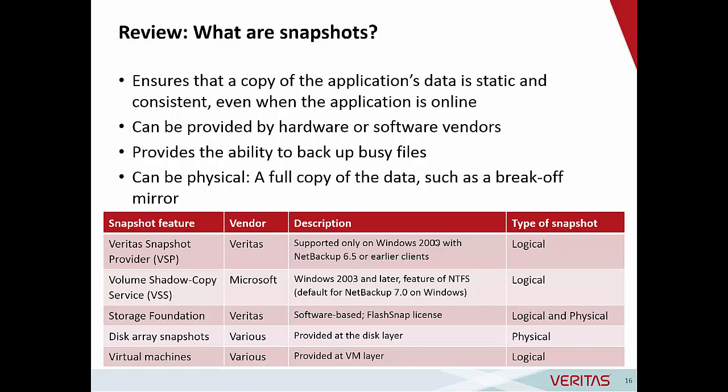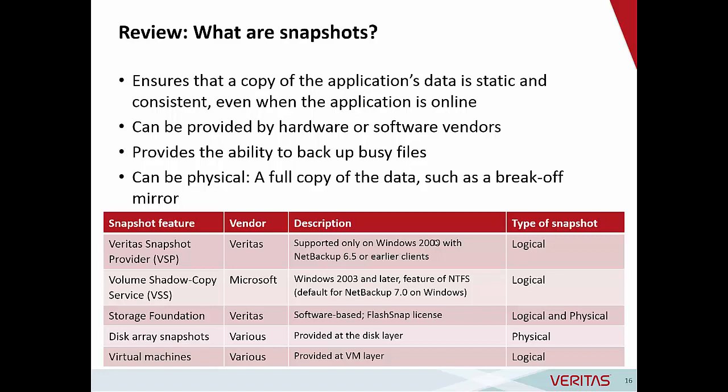Then the application can go back about its business, and all the backup I/O will be hitting the snapshot, which might be located on a different volume, so we can again minimize our footprint that way. It can also help us out a lot with backing up busy files. It allows us to capture those files in a consistent and, most importantly, unlocked state.